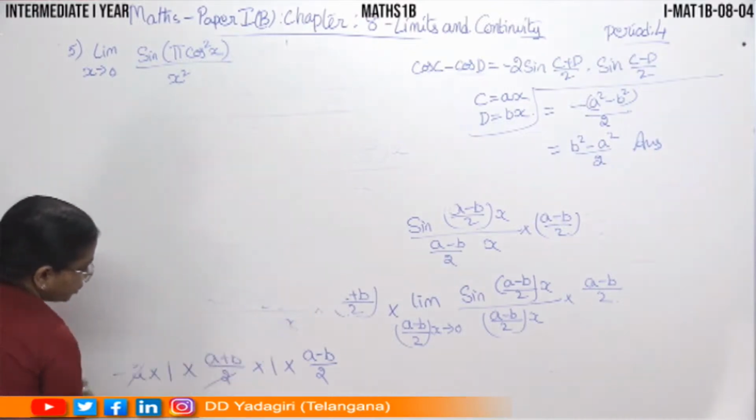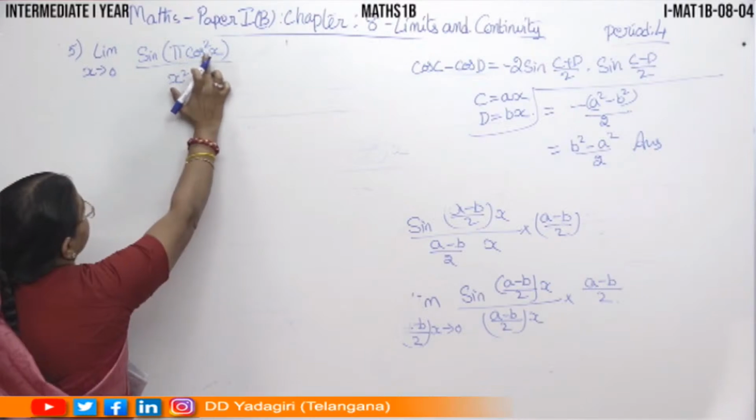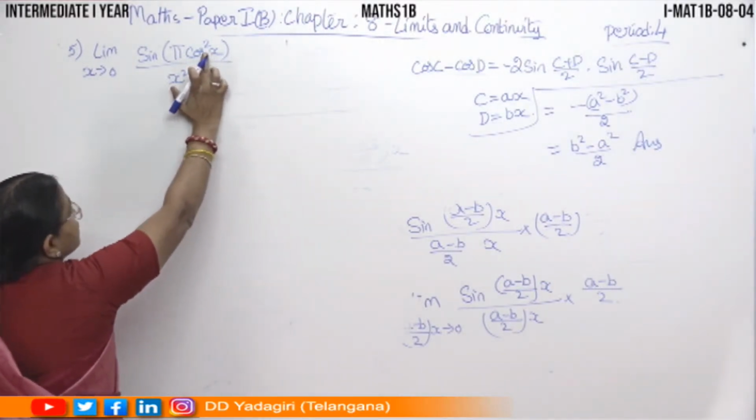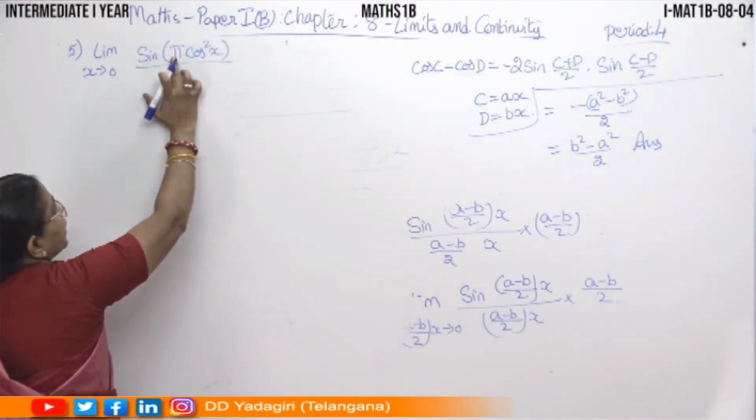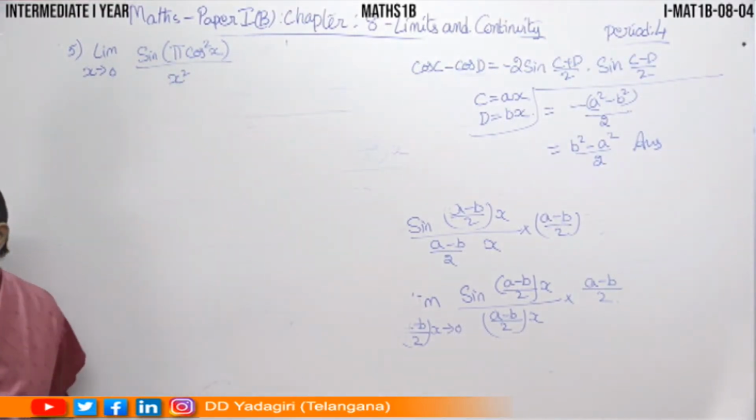Now here what you should do is, when you substitute 0, this becomes cos 0. Cos 0 is 1. Cos square 0 means 1. Sin pi, sin 180 is 0. It is a 0 by 0 form. So you have to simplify.